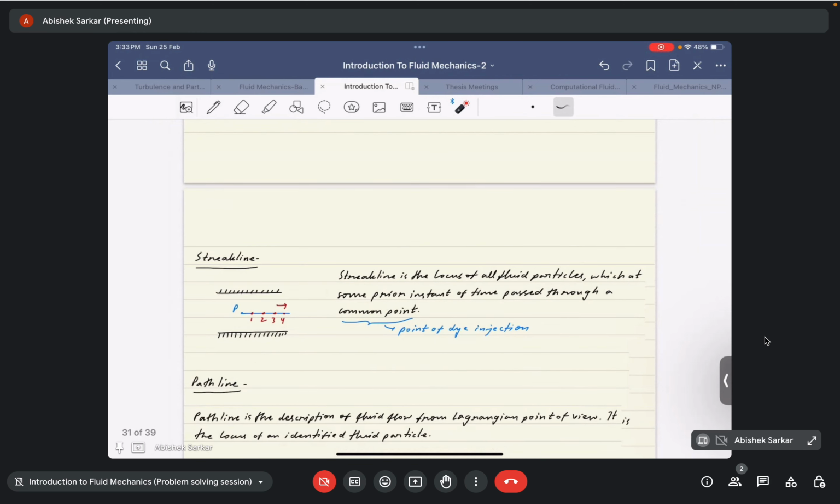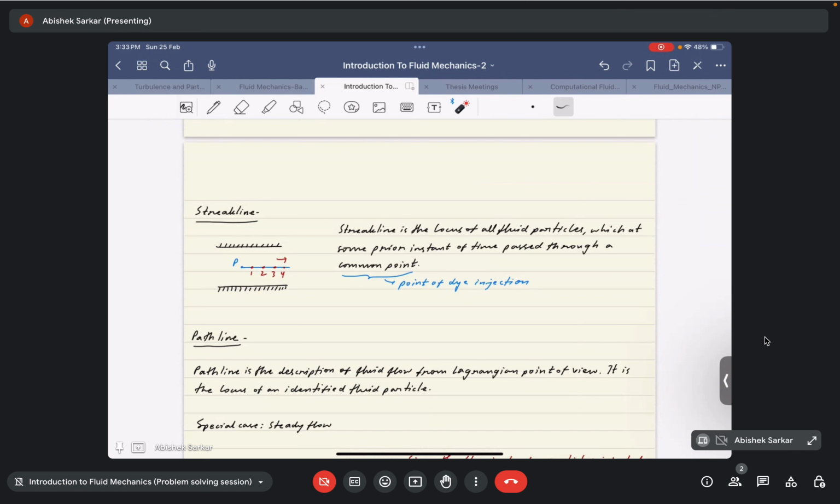Then we go to streak lines, where streak lines are defined as the locus of all the fluid particles which at some prior instant of time pass through a common point. Okay, so for example, this is the point P. Say P is the point that we are focusing on right now. So a streak line will be the locus of all the particles that have passed through this point P.